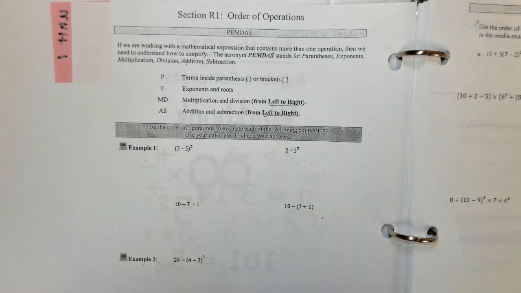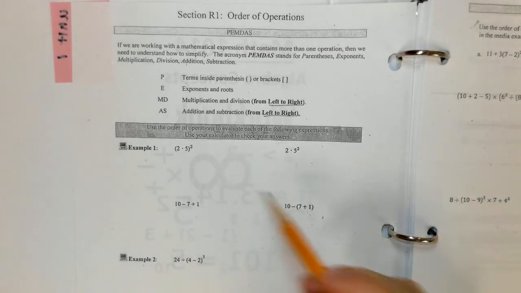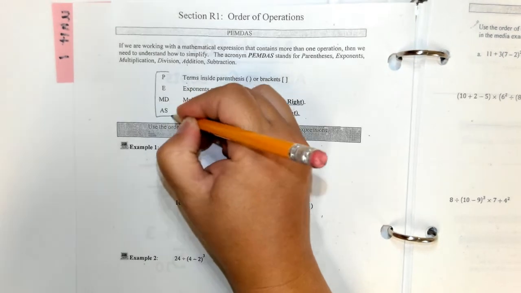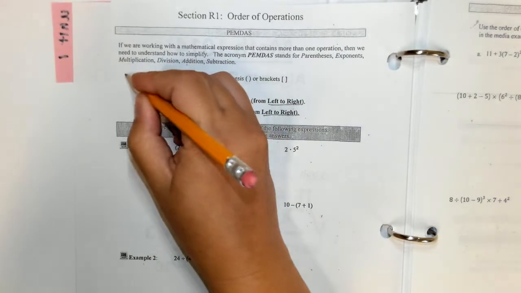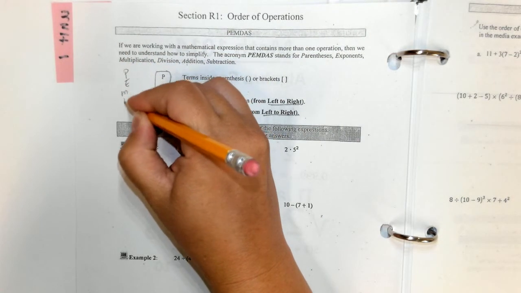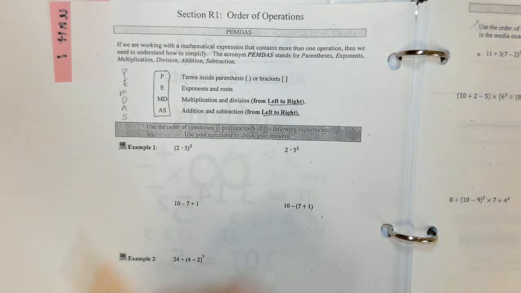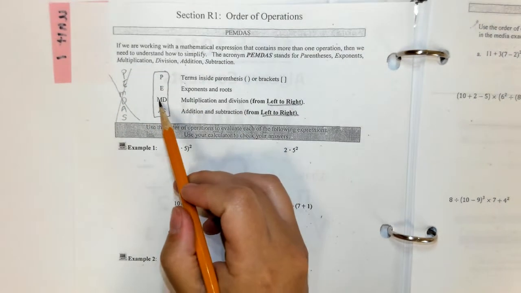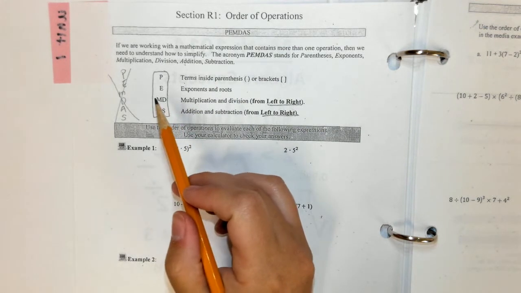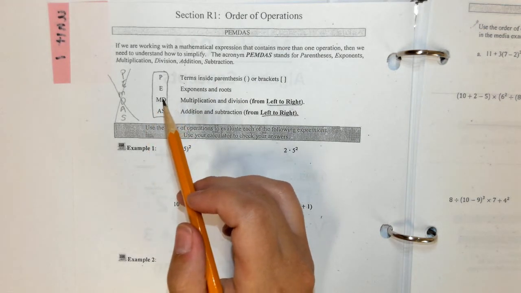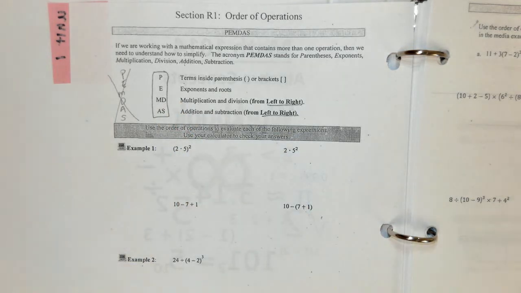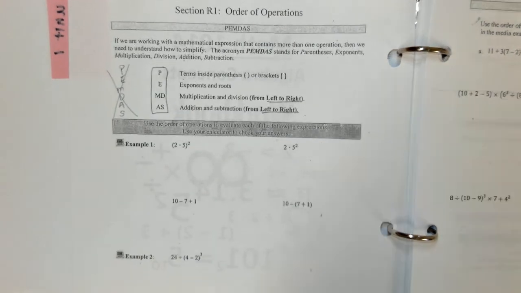So if you're writing PEMDAS on the side of your paper, when you see questions like these down here, make sure that you write it like this, not like that. Okay? Writing it like this helps us to remember that multiplication and division are on the same level so that we can go from left to right. And it kind of helps us because it's side by side. Anyways, let's get going on some examples here.